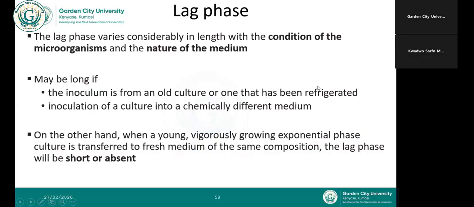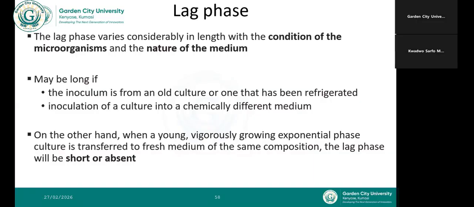So that's why you require that you keep the specimen in the proper condition. Otherwise, the lag phase may be very long. Assuming it takes 24 hours to produce 1 billion of these bacteria, and the lag phase is long, that means the number of bacteria cells will not be up to 1 billion because of the poor conditions under which they were kept.